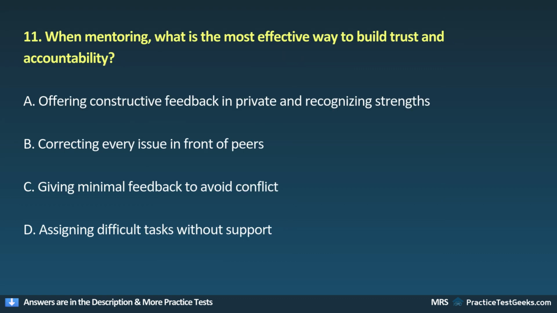11. When mentoring, what is the most effective way to build trust and accountability? A. Offering constructive feedback in private and recognizing strengths. B. Correcting every issue in front of peers. C. Giving minimal feedback to avoid conflict. D. Assigning difficult tasks without support.